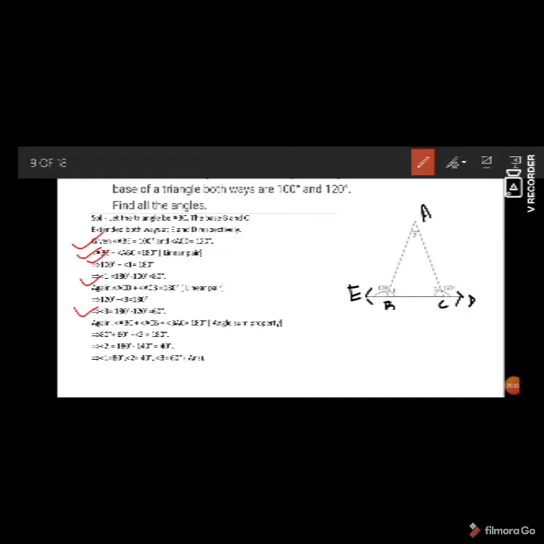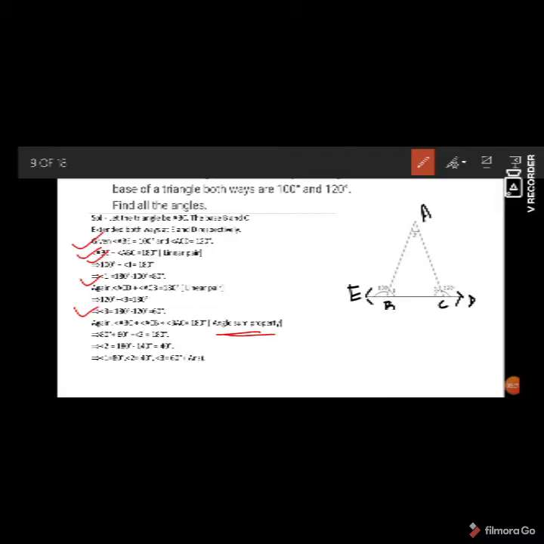Now we have to find angle 2. So by using the angle sum property, that is, the sum of all the angles of a triangle is 180 degree, we can get angle ABC plus ACB plus BAC is equal to 180 degree.